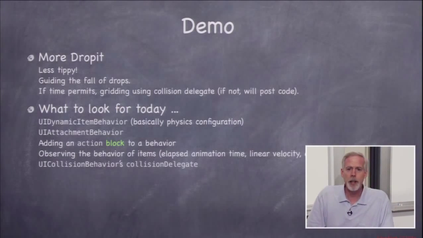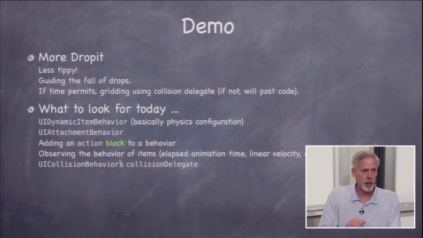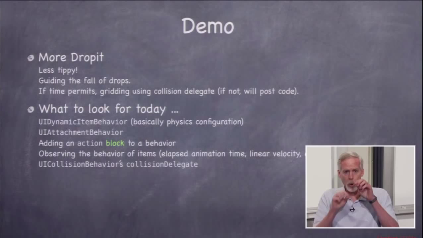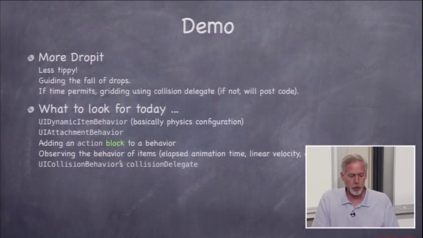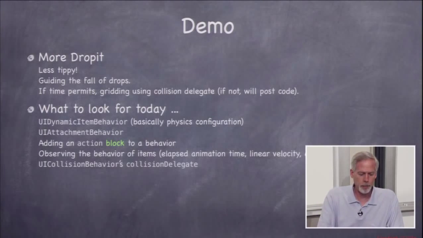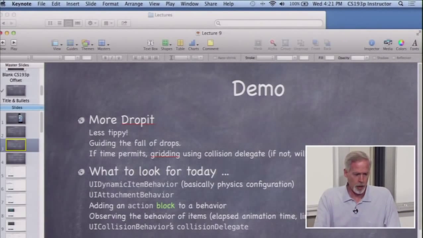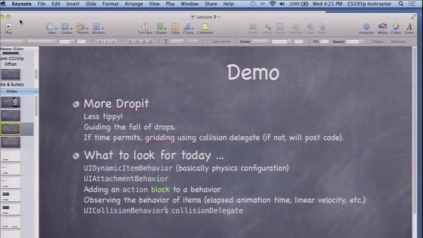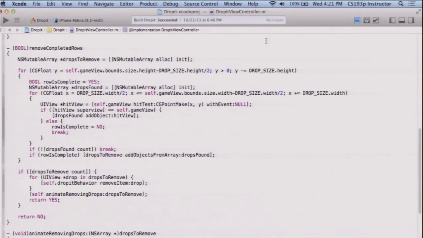And then the last thing I'm going to do is we're going to use the action block of that attachment behavior to animate that and show the attachment. I'm just going to actually draw a little line to show it. So there's quite a bit to show there. I don't think we're going to have time to do this collision delegate thing, but I'll post the code for that so you can see what that's all about. All right, so let's get back over to Xcode here and go back into drop it.